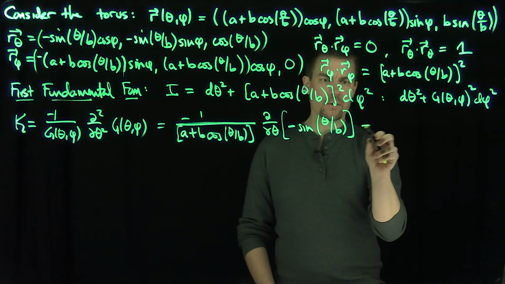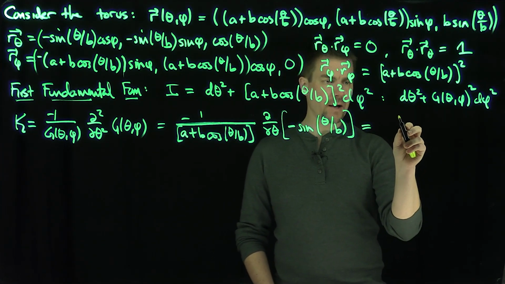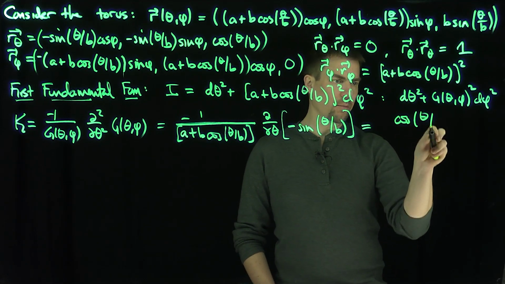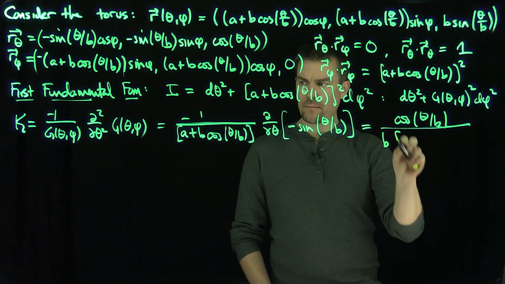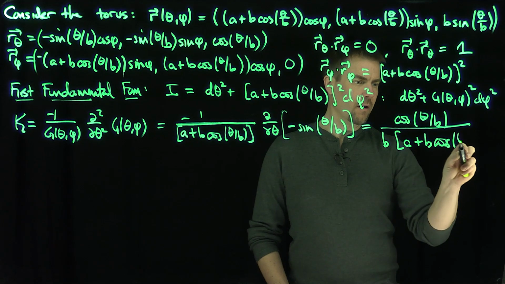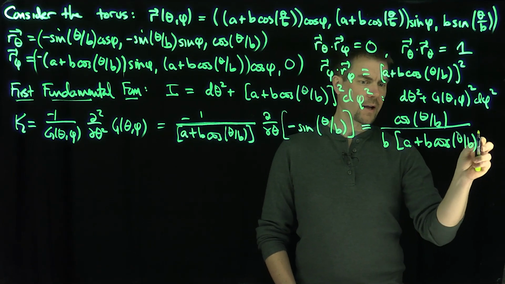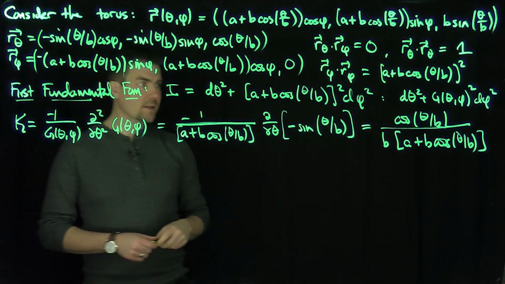And therefore, this is going to be what? The derivative of sine is going to be cosine, right? So this is going to be a positive. So I'm going to have a positive cosine of theta over b, over a factor of b in the denominator, and then a plus b cosine of theta over b, like that. Excellent. Okay, and so that's the Gaussian curvature.